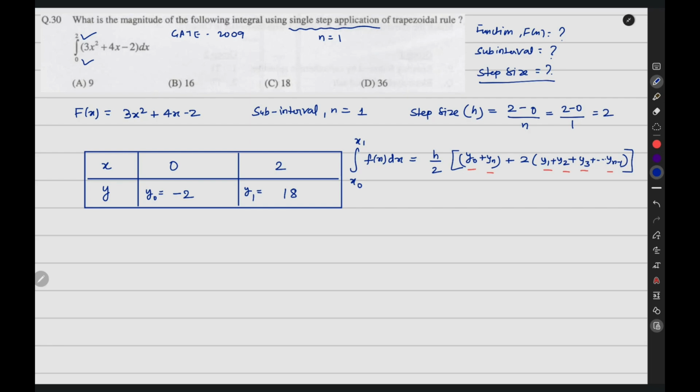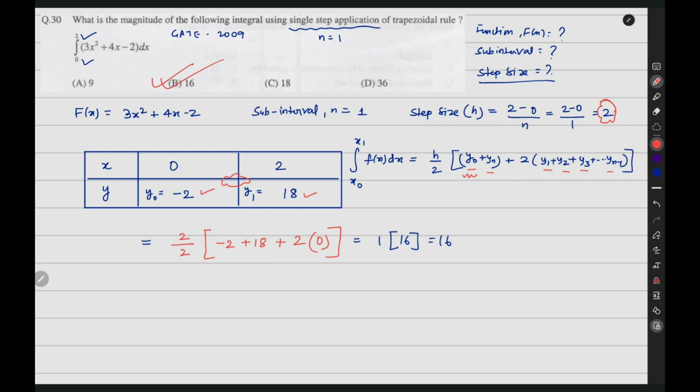Now we are ready to substitute the values. h we know, the step size, is 2, so 2 by 2. The value of y0 we have got as minus 2, plus the last term. The last term we have is 18, and for the rest of the terms, in between we do not have any terms, so it will be 0. After solving we will get 1 into 16, that is 16. So for this case 16 is the right answer.